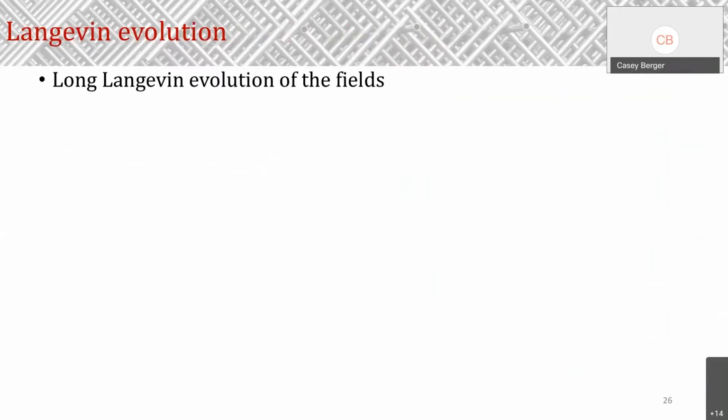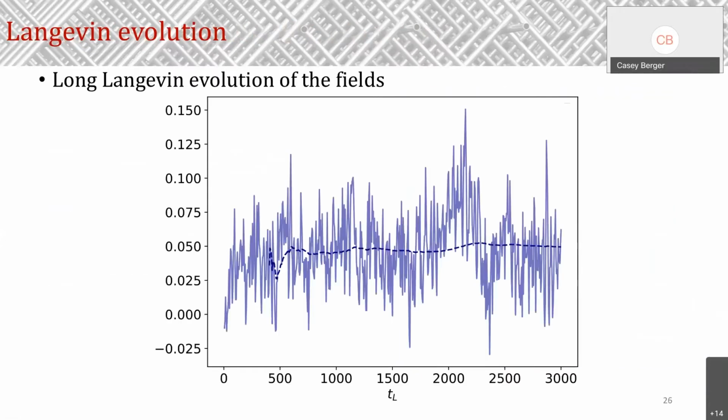Okay, so this is what the Langevin evolution of the fields actually looks like, where we're starting to compute the average after some thermalization time. So we let the system sort of equilibrate, and then we start taking our average.